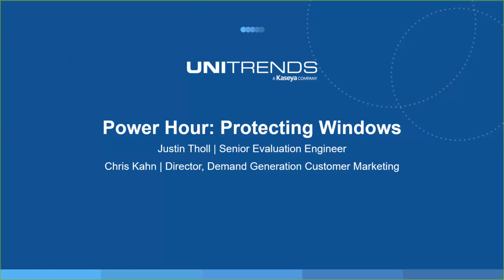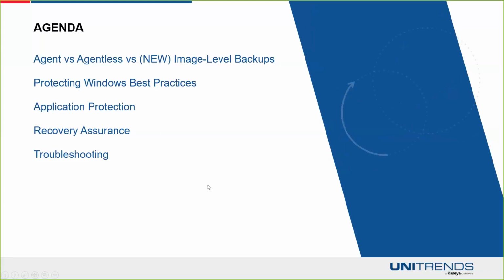Our agenda for today is, obviously, we're going to talk about agent versus agentless, so whether or not you have a Unitrends agent installed on the machine, or whether or not you're doing a snapshot-based backup. This could be from Nutanix, VMware, Hyper-V, or Citrix Xen, of course, for the agentless side of it. But something new that we've added is an image-level backup that allows us to do functionally the same thing as we do with an agentless backup for physical servers. We'll talk about that in depth shortly, but we're going to talk about all the best practices and what kinds of backups you should do, applications, recovery assurance, and all the troubleshooting stuff that we typically see on a daily basis.